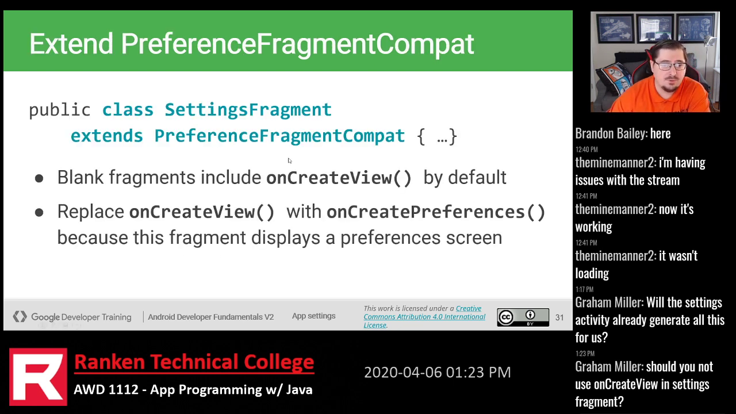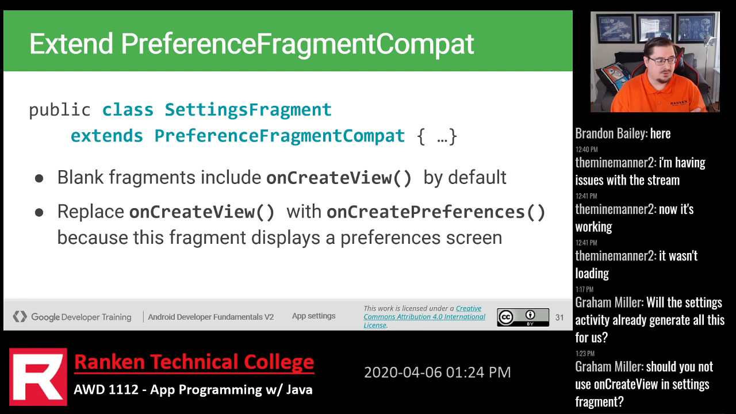So traditionally, if you create a brand new fragment class, it will automatically create an onCreateView method for you. Now, that onCreateView method usually is where we would inflate the layout for the fragment. But because we're a subclass of PreferenceFragmentCompat, we do not want to change any of the behavior of onCreateView. So it will automatically create that onCreateView. We're going to actually throw that method away because we don't want to do anything in onCreateView whatsoever when we're working with a PreferenceFragmentCompat.